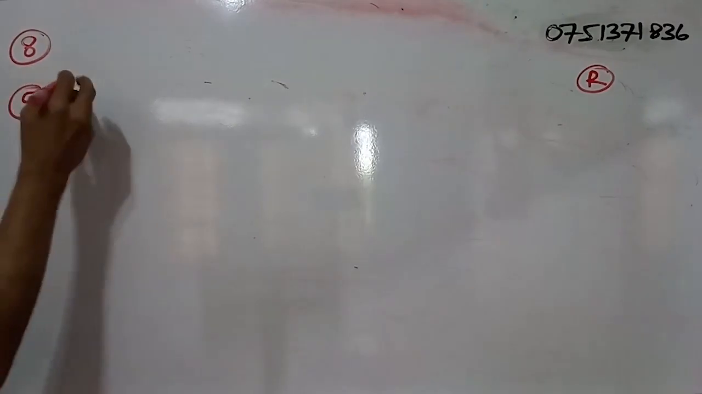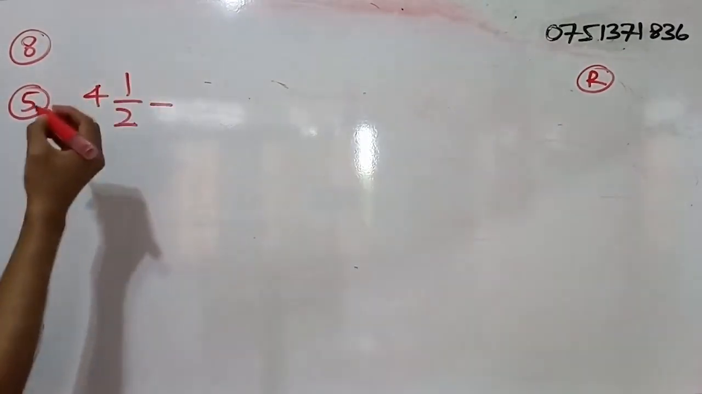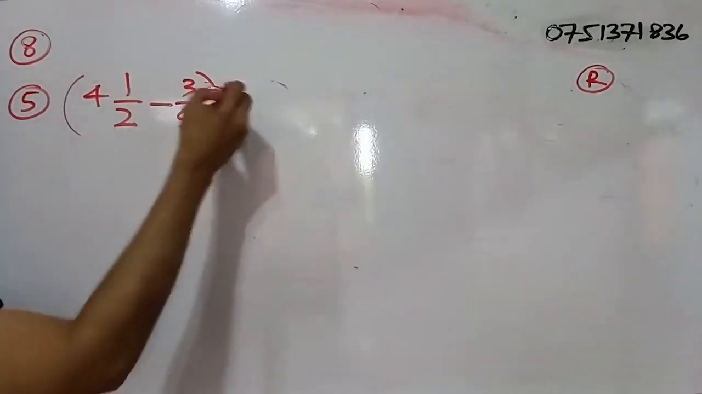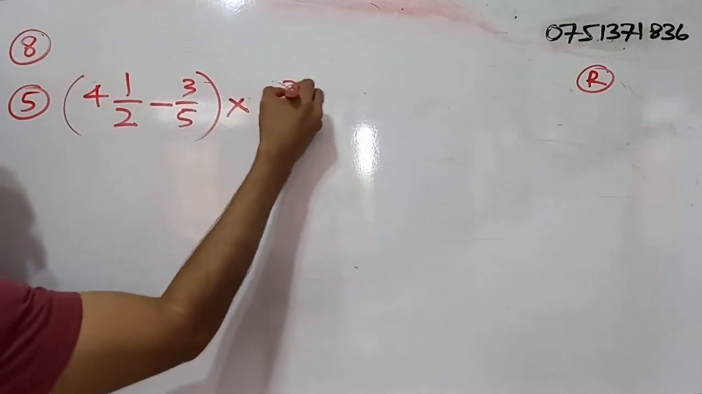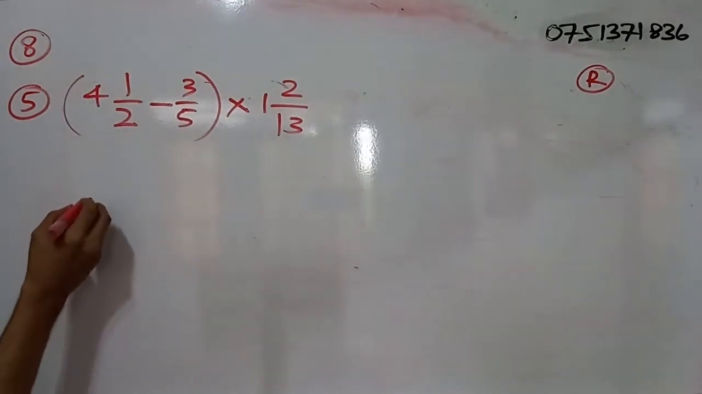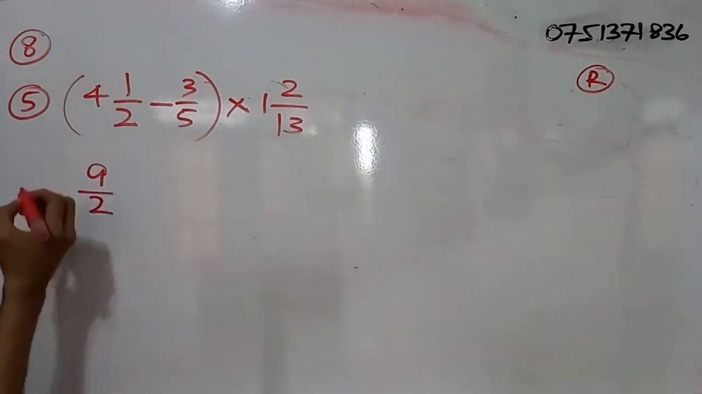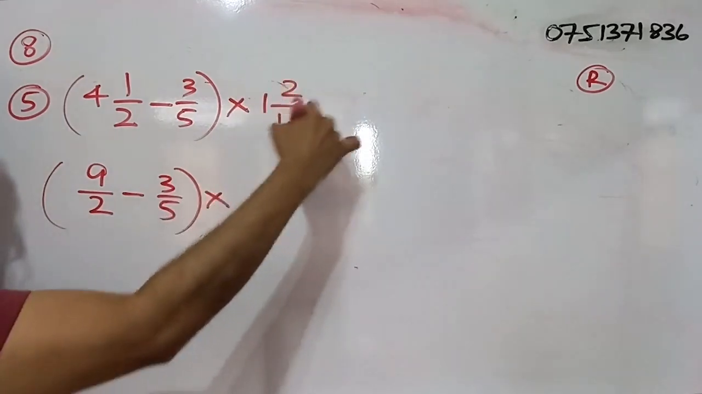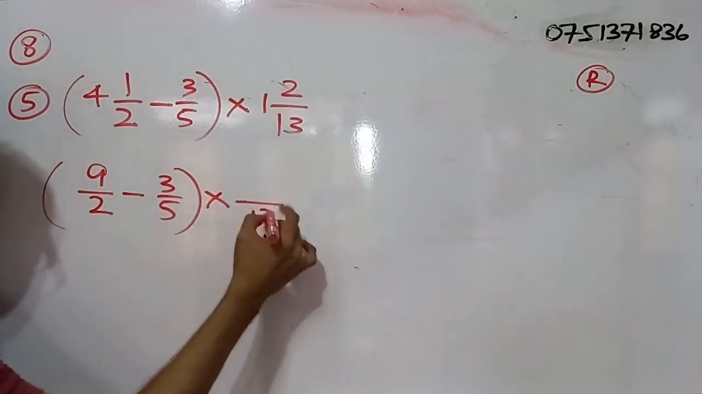Right, part 5. So we have what? 4 and a half. From that we have to subtract 3 by 5. Right? Then we have to multiply that by what? 1 and 2 by 13. So just as before, using the BODMAS rule, we have to simplify the bracket first, right? So here what do we have? We have to convert this mixed number into an improper fraction. So the denominator will be 2 and the numerator will be 9. So minus 3 by 5. Still they are inside the bracket, and also we can simplify this. So the denominator will be 13.